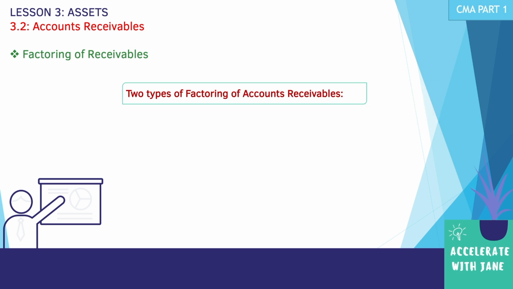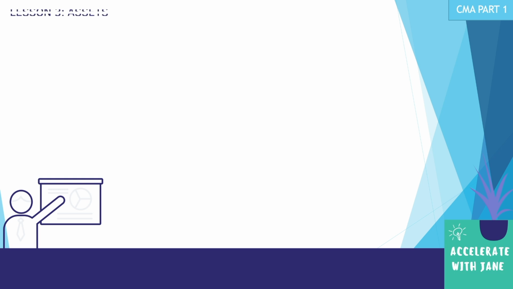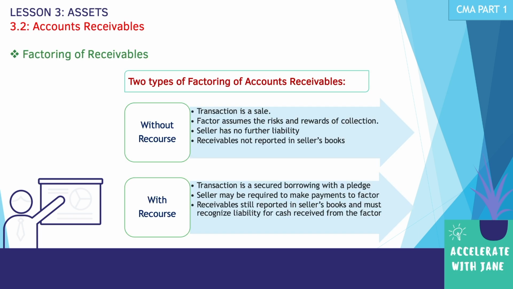I have mentioned earlier there are 2 types of factoring of accounts receivable. The first type is factoring without recourse and the second type is factoring with recourse. So let's dive deep into each one of these. First, when we say factoring without recourse, this transaction is actually a sale transaction. Why is this so? Simply because the factor, or the third party, assumes the risk and rewards of collection.